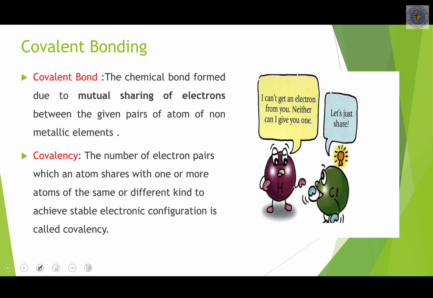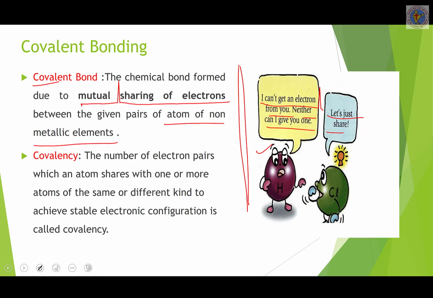In order to understand this, let us see this example. Here a serious conversation is taking place between hydrogen atom and chlorine atom. Now let us see what they are discussing. Hydrogen atom is saying that I can't get an electron from you, neither can I give you one. Then chlorine atom is saying that no problem, let's just share. So this is your covalent bond. Covalent bond is nothing but mutual sharing of electrons. Covalent bond is formed due to mutual sharing of electrons, and it mainly takes place between the atoms of non-metallic elements.